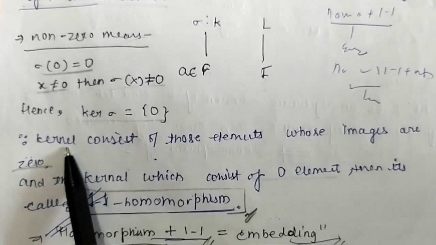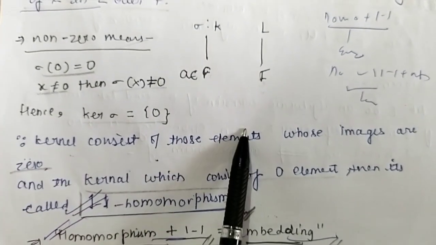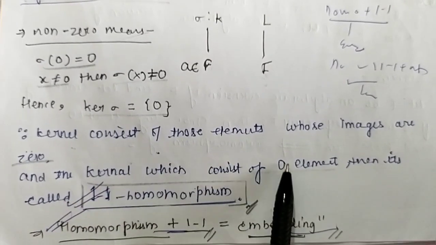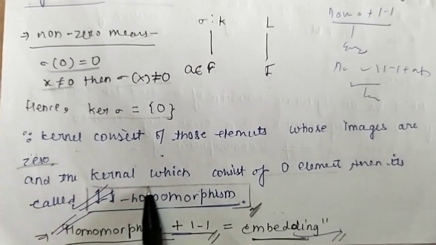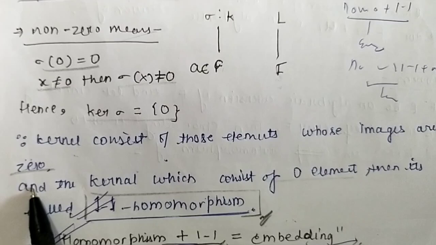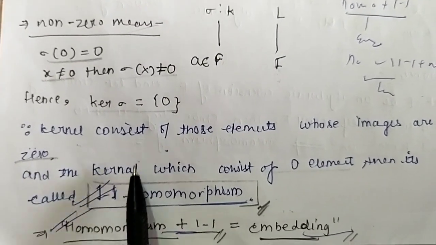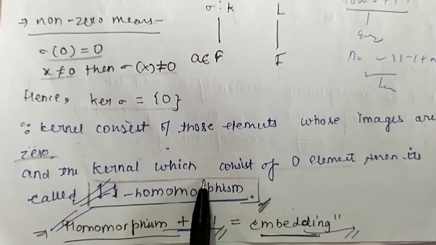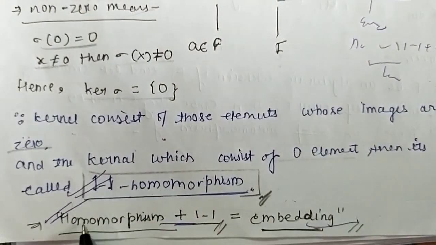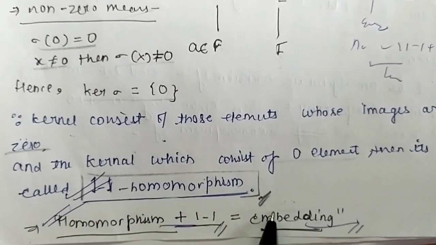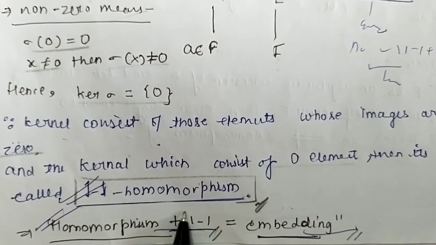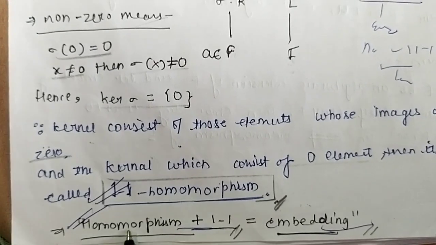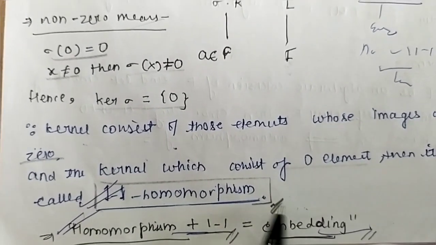What is a kernel? Kernel consists of those elements whose images are 0, and if the kernel consists of only the 0 element, then it's called a 1-1 homomorphism. A homomorphism that is 1-1 is called an embedding. Means that if there is a map which is 1-1 and also a homomorphism, then it's also called an embedding.